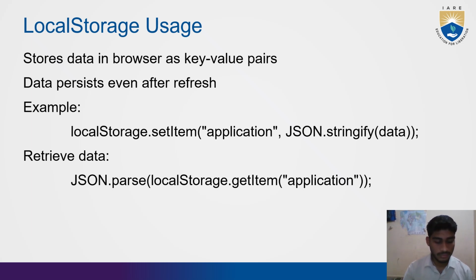Example of how we implement local storage in JavaScript: we have syntax like localStorage.setItem, and in the brackets we store the data, using JSON.stringify of the data, and it will be stored. To retrieve the data we have the syntax JSON.parse of localStorage.getItem application.